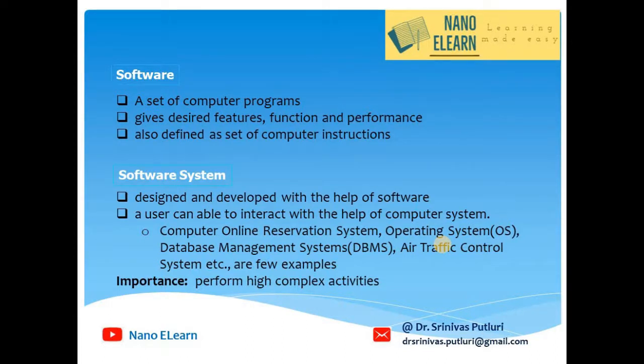If you take computer online reservation system, it is like an online reservation website like apsrtc.in, irctc.in. These are websites which are used for reserving bus or train tickets. All these applications are developed with the help of software like Java, .NET, PHP, to which a user is able to interact with the help of a computer. Similarly, we can also explain all other examples. From all these examples, we can say that the importance of any software system is that these enable the users to perform highly complex activities or complex tasks.